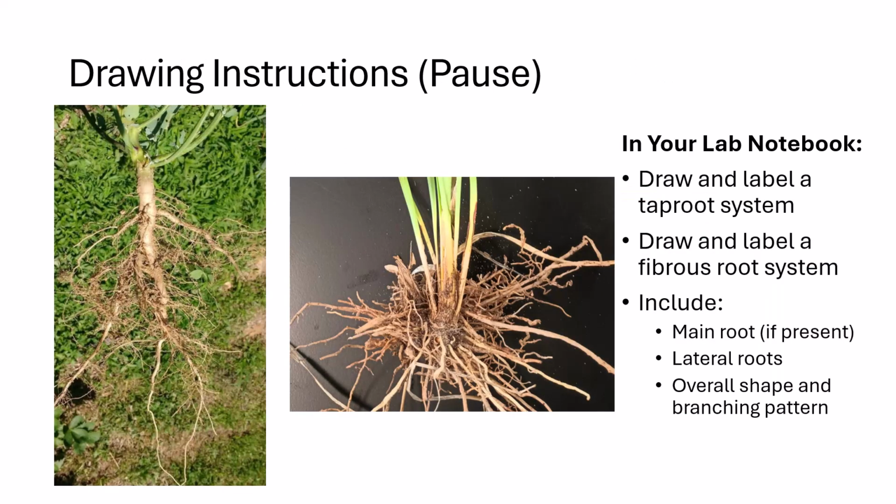Now in your lab notebook, you're going to create two labeled sketches, one of a taproot system and one of a fibrous root system. Be sure to show the main central root in the taproot system and the many similarly sized roots in the fibrous system. Label key features like the main root and lateral roots, and focus on capturing the overall structure rather than artistic detail. Pause the video while you complete your drawings and then continue when you're finished.